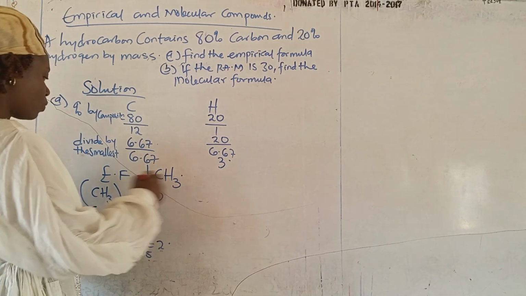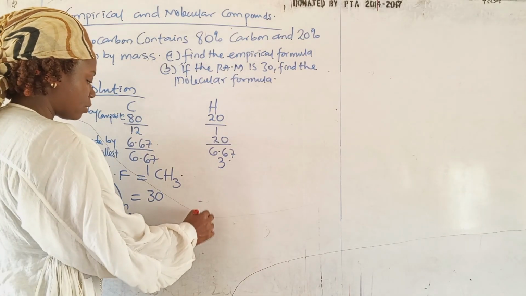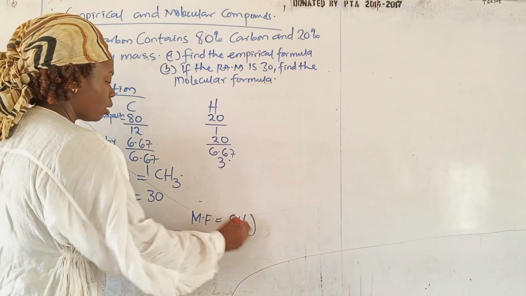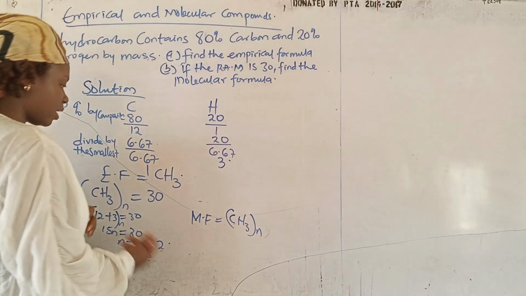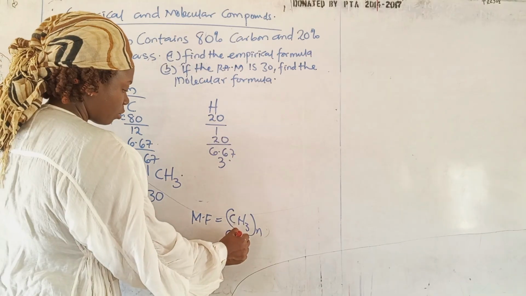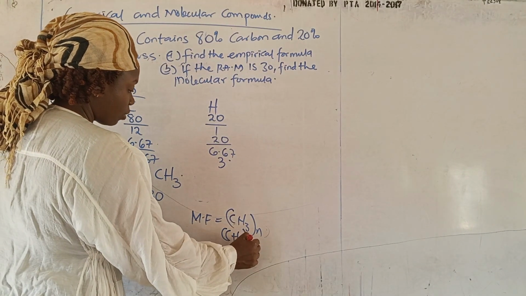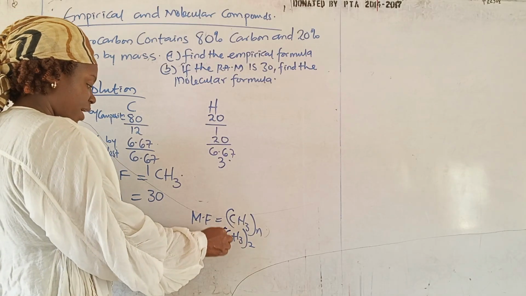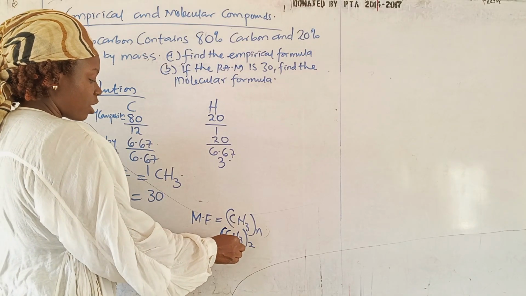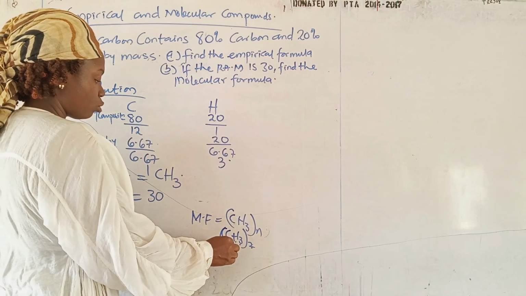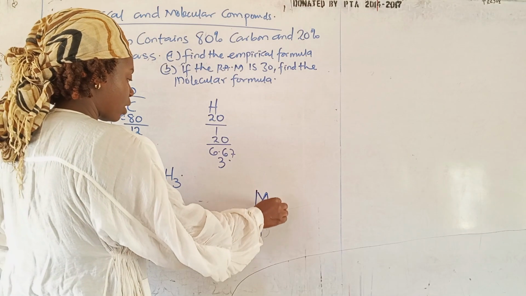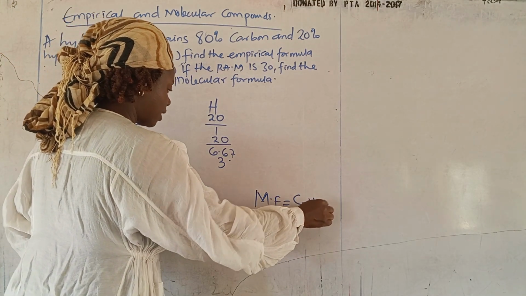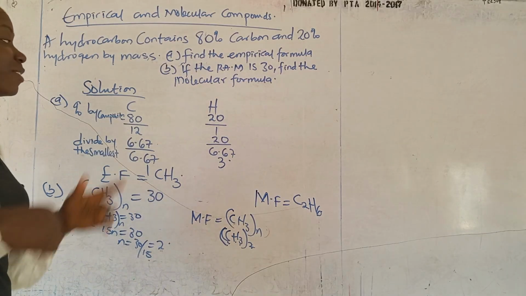So if I want to write my molecular formula now, it is going to be CH3 to the N, and you know that my N is 2, so CH3 in bracket of 2. If I multiply the 2 through the bracket, 2 times 3 gives me 6, and 2 times 1 gives me 2. So my molecular formula here will now be C2H6. So it's very, very simple.